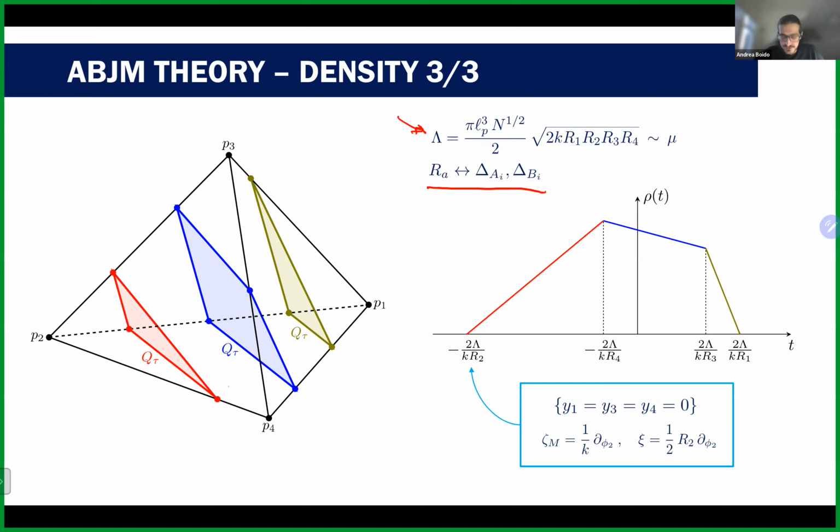Okay. Also, let me tell you that I was telling you before that the points where the derivative of rho is discontinuous are points where the two U1 vectors are proportional to each other. In particular, you can see that this first point on the left is the point in Y7 where Y1, Y3, and Y4 are 0, and at this particular point, both your ZM and your Xi are proportional to d by d phi 2, and so that checks out.